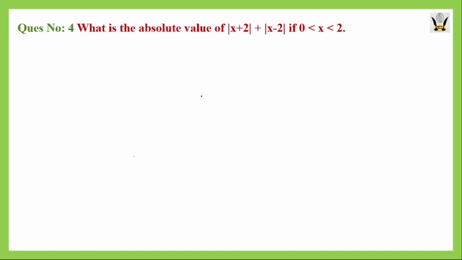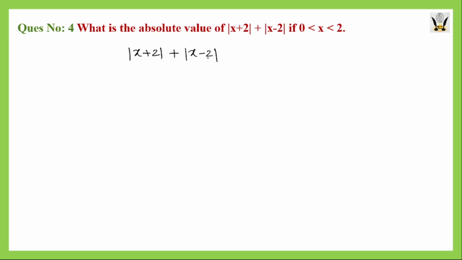Now the next problem says: what is the absolute value of mod x plus 2 plus mod x minus 2, where x lies between 0 and 2? That means x is greater than 0 but x is less than 2. So for x plus 2, since we are doing the summation, this limit will not have any effect when we are dealing with absolute value.